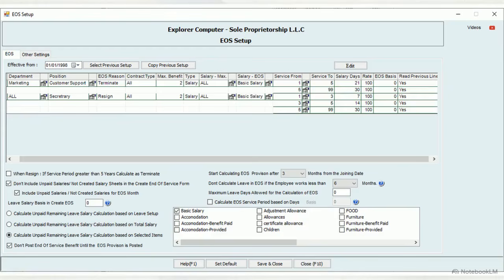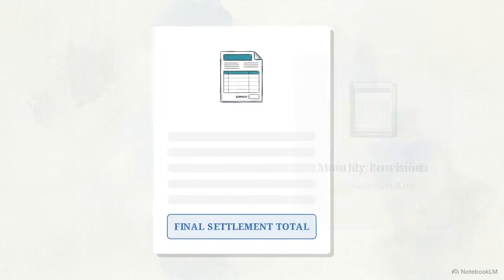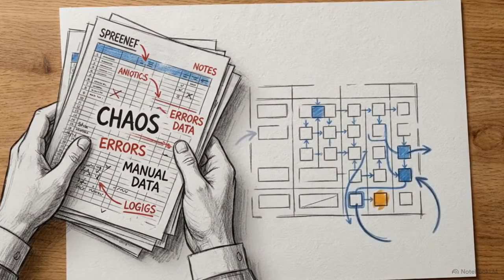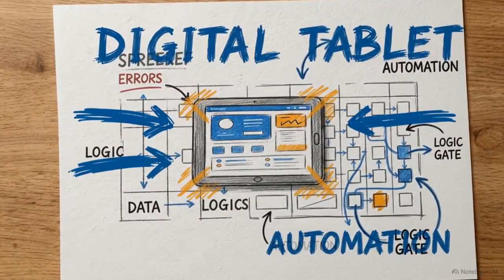With the logic mapped and the salary defined, click Save and Close to finalize and activate your configuration matrix. Your HR department is now equipped with a precise, automated engine for calculating final settlements and tracking monthly provisions. This permanently eliminates the need for manual spreadsheet math, removing the risk of human error during the offboarding process.